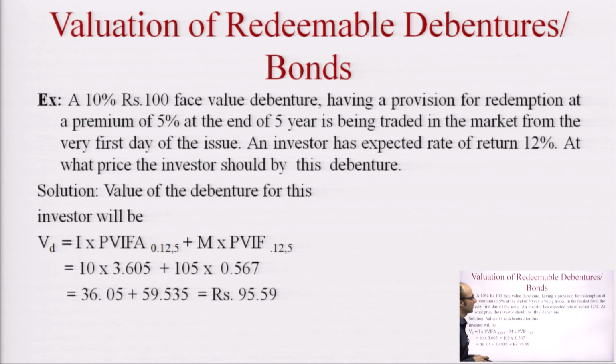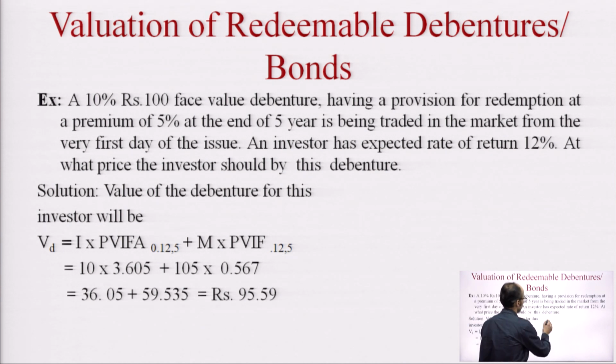Now there is an example given here to understand the concept of valuation of bonds. The example is a 10% rupees 100 face value debenture having a provision for redemption at a premium of 5% at the end of 5 years, being traded in the market from the very first day of the issue. An investor has an expected rate of return of 12%. At what price should the investor buy this debenture? Now the problem is very simple. The question is asking you to value the bond. How can we find the intrinsic value of the bond? By using the present value formula for the calculation of the bond.